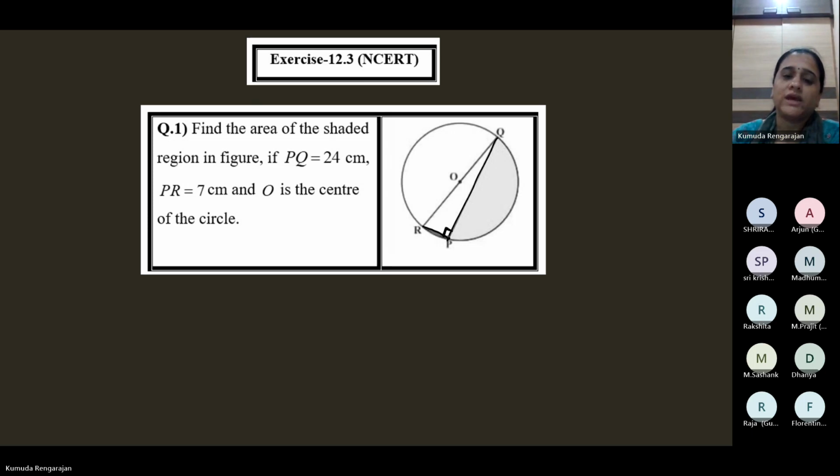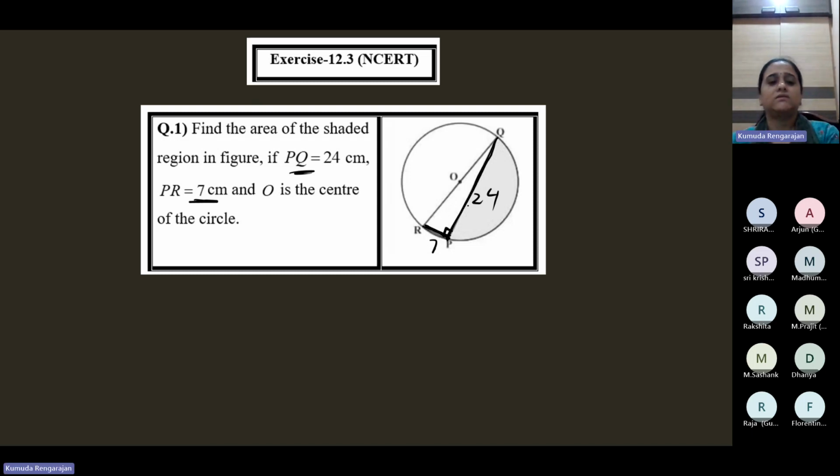So area of the triangle is half base into height. That's why it's given. PR is given here, half base into height. This one is 7. And PQ is given, PQ is 24. So you can find the area of the triangle using the formula half base into height. This is 7, this is 24. So half base into height will give you the area of the triangle.